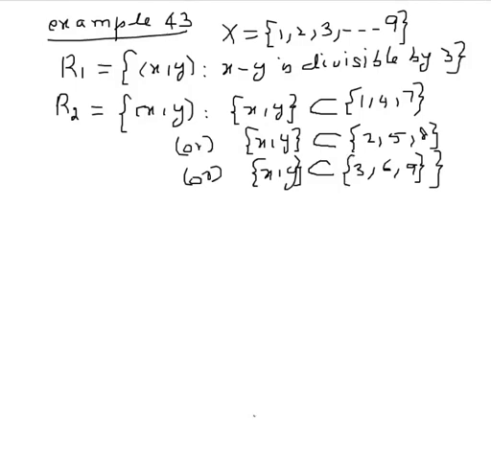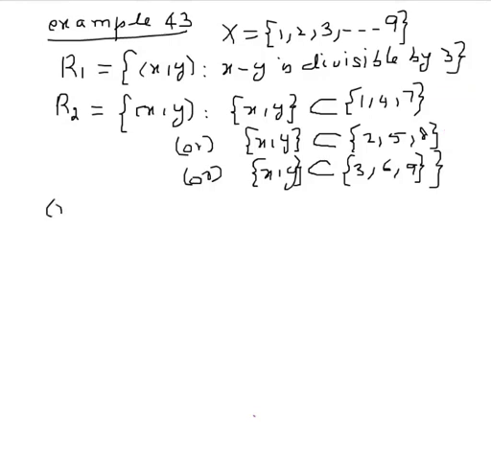If you see the elements of these three sets, the difference between the elements taken from a set is divisible by 3. For example, 7 minus 4, taken from the first set, is 3, divisible by 3. Take any two elements here: 8 minus 2 is 6, divisible by 3. Here take any two, 9 and 6. The difference is divisible by 3.